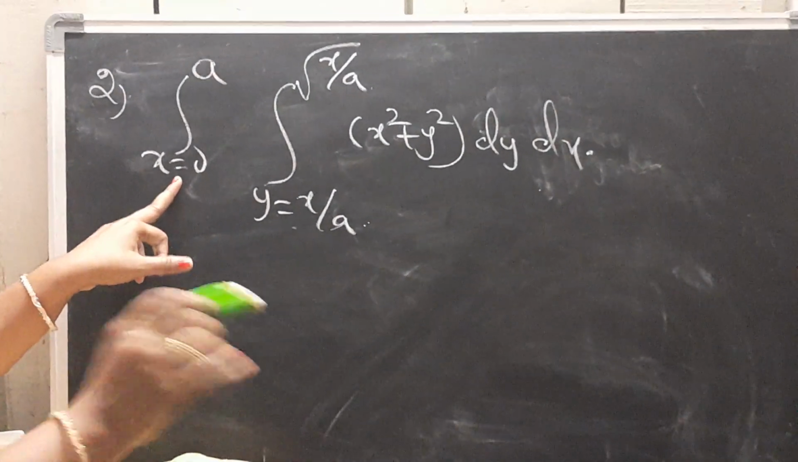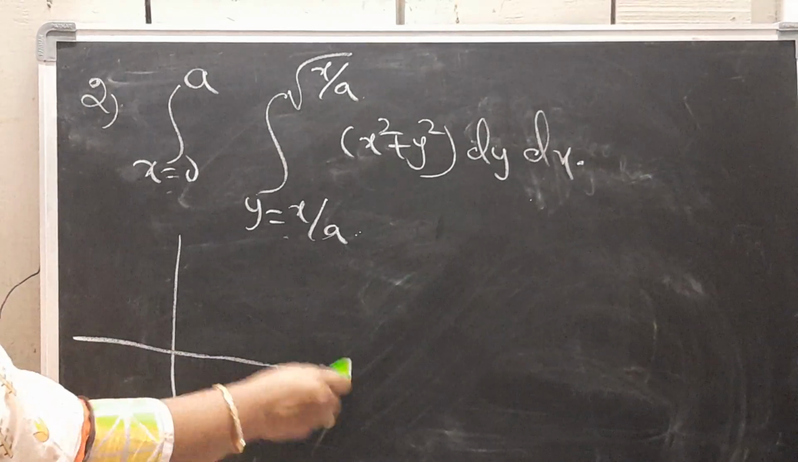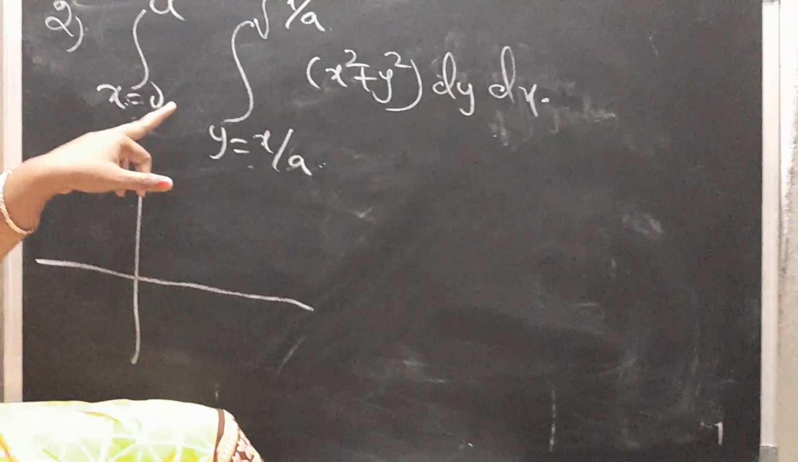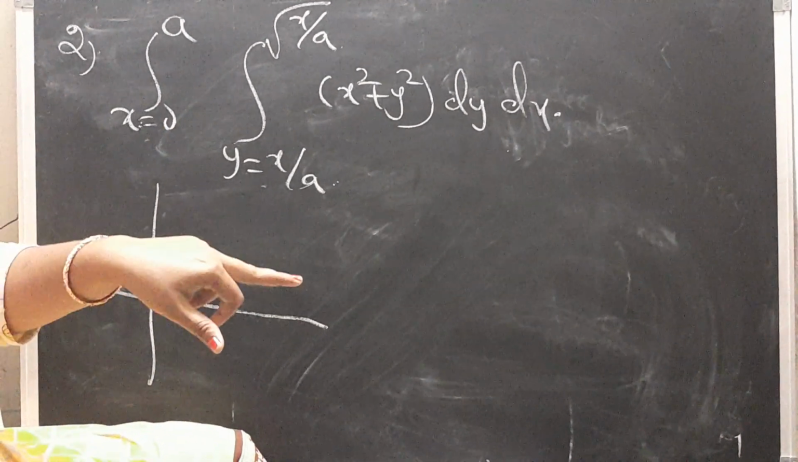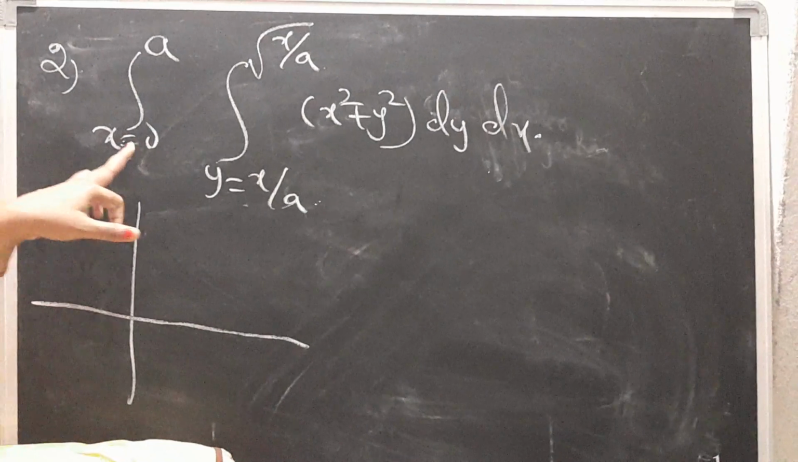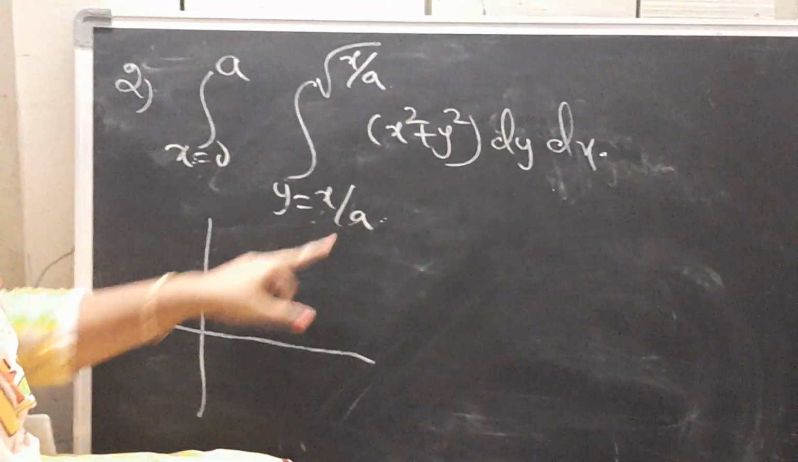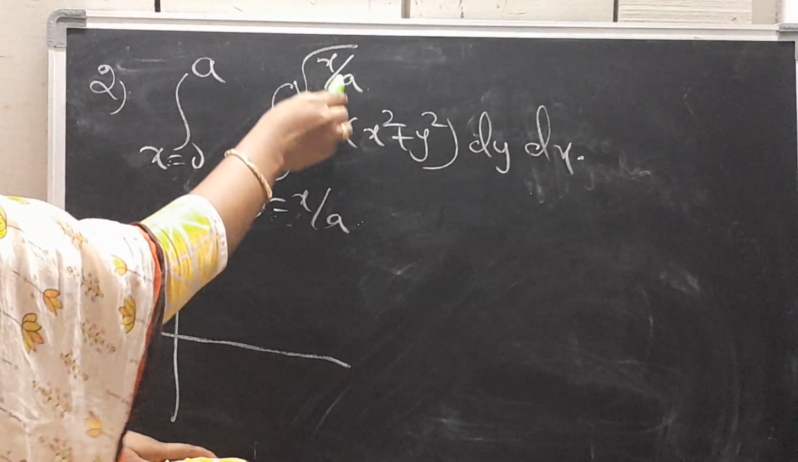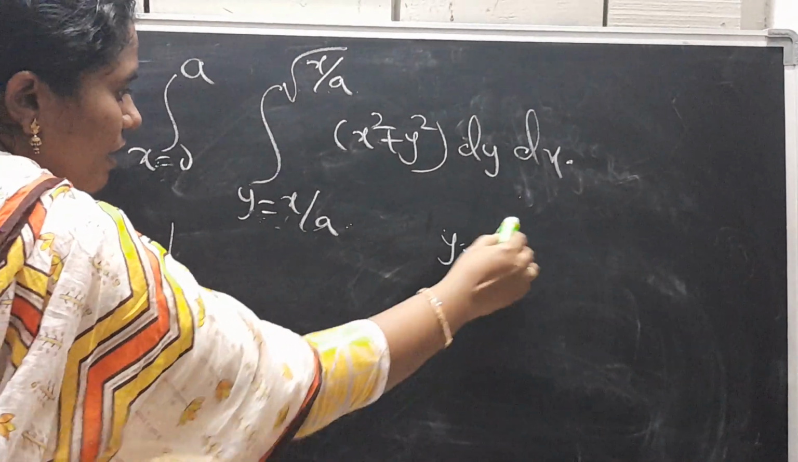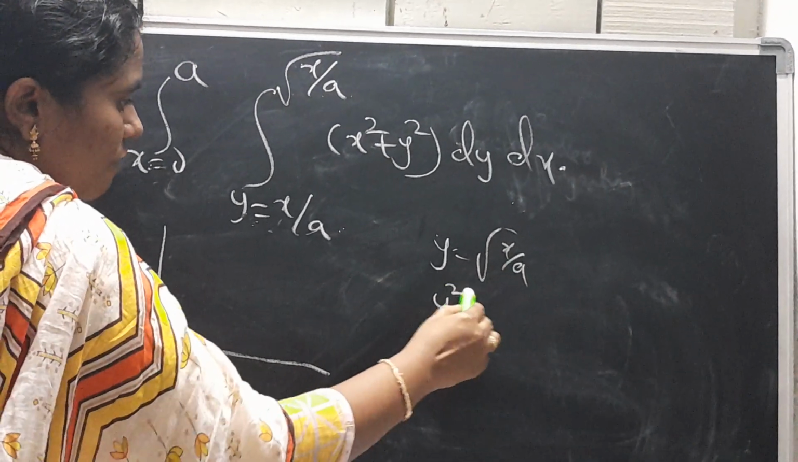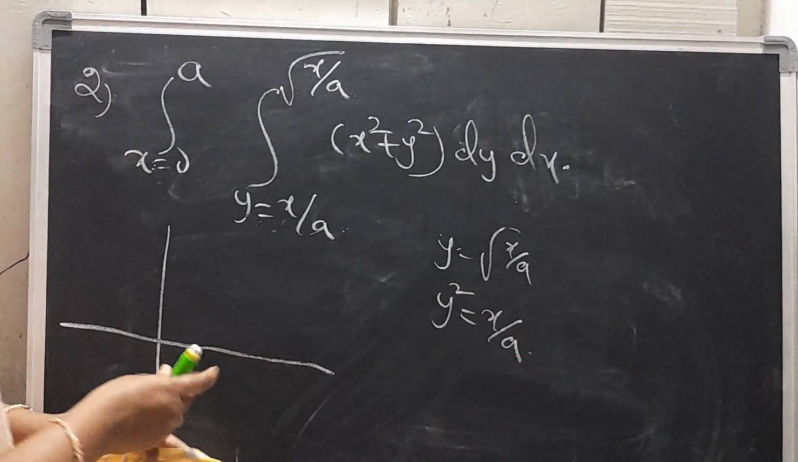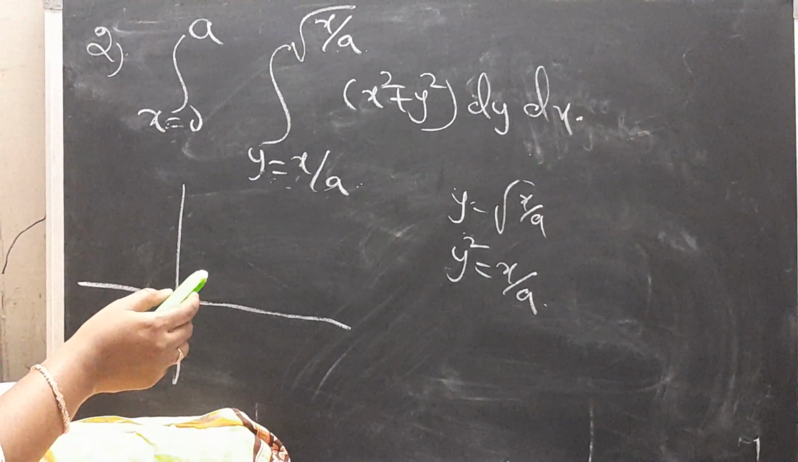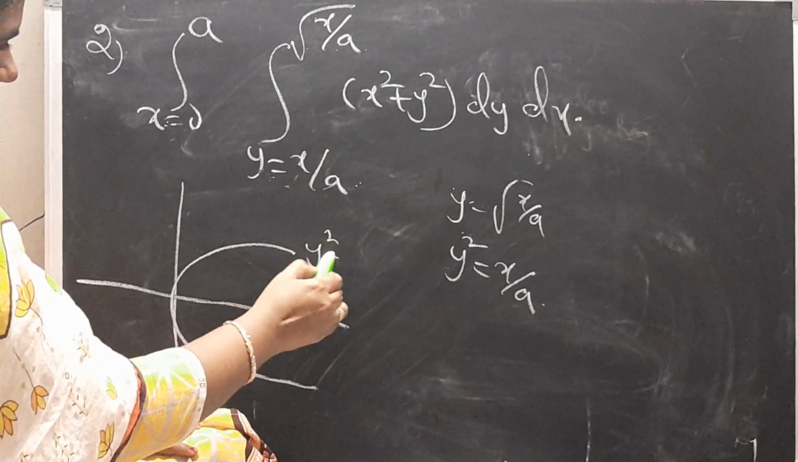X outer limit means definitely it is anti-clockwise direction. The given problem is in anti-clockwise direction and they have given a vertical strip. You have to convert it to a horizontal strip and the outer limit should be y. So first, y equal to x by a means it is a straight line, the middle line. Next y equal to under root of x by a means y square equal to x by a. It is a parabola. Parabola means y square. Y square means which is the y axis? Y square equal to x by a.